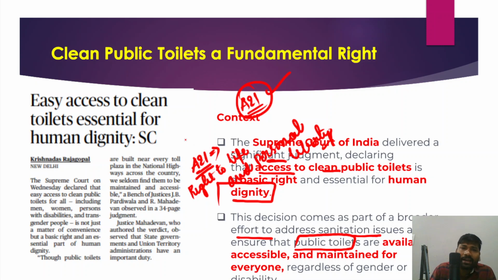Now we knew that Article 21 of the Indian Constitution is a very broad fundamental right, and the Supreme Court has been widening its scope, right? For example, right to privacy is also part of this particular Article 21. And apart from right to privacy, right to education, right to clean environment, all these things are being part of Article 21. So it is a wider fundamental right.